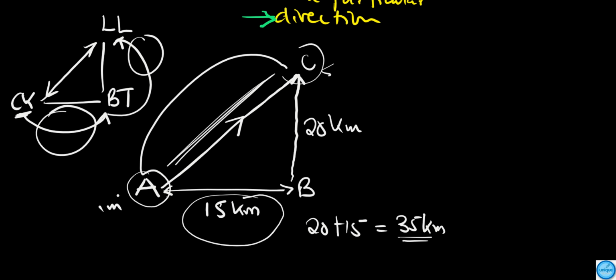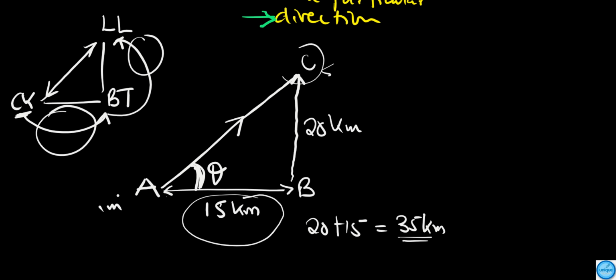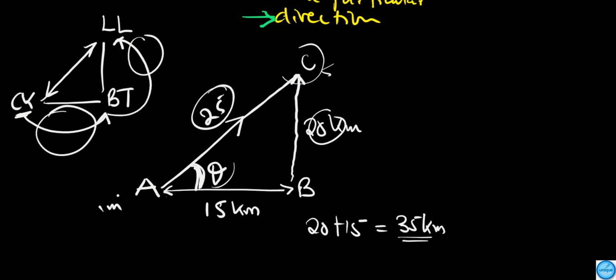We are done. Then, since displacement is a distance covered in a particular direction, we can show the direction by finding this angle here. We can use the trig ratios, sine, cos, or tan. We can either use this side and that side to find the angle, and the answer will be the same.